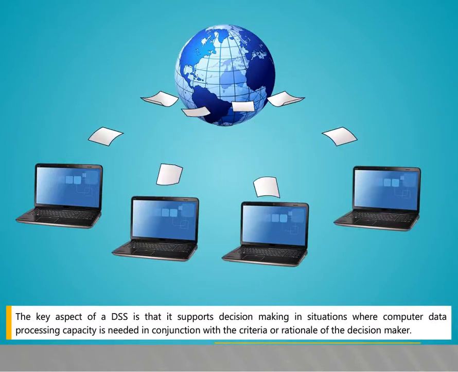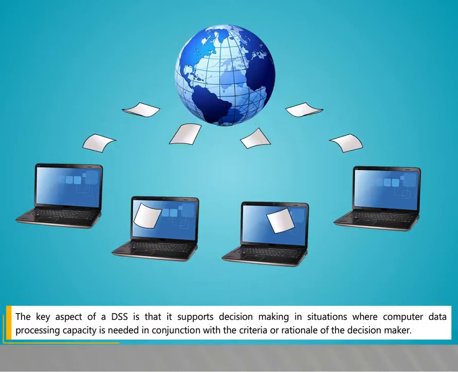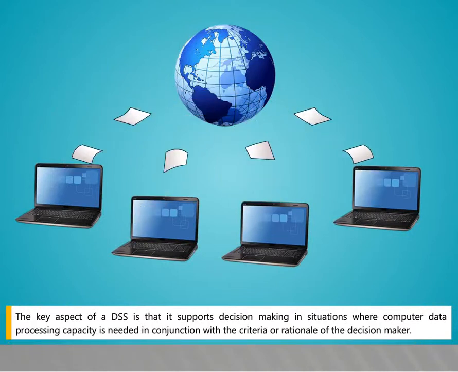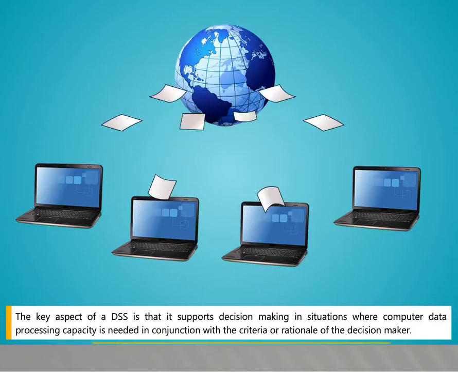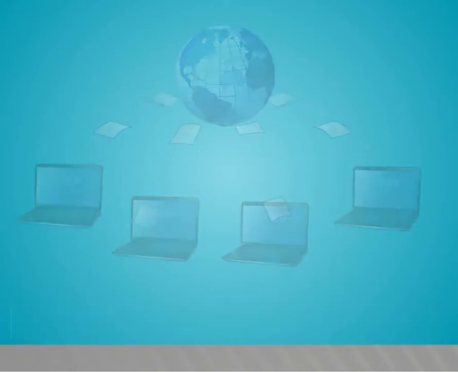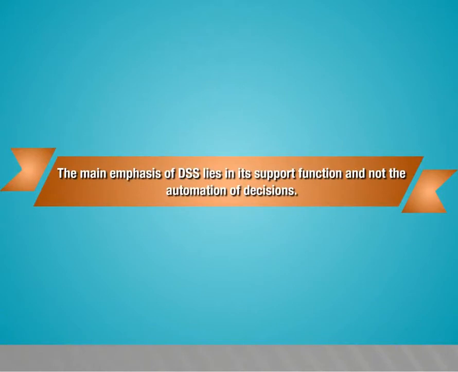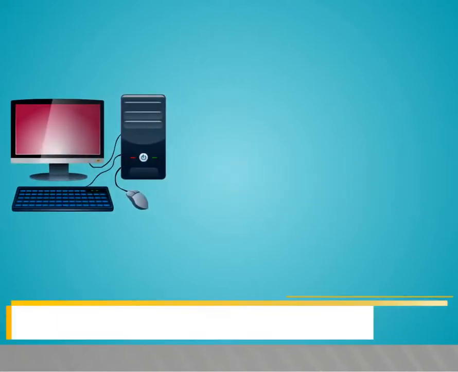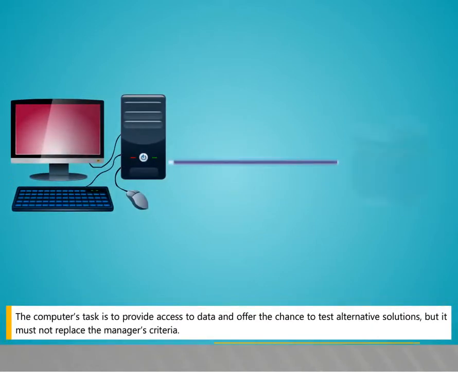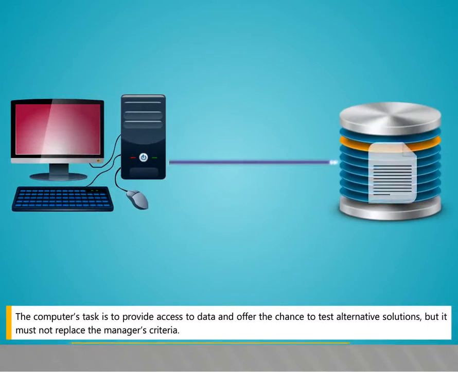The key aspect of a DSS is that it supports decision making in situations where computer data processing capacity is needed in conjunction with the criteria or rationale of the decision maker. The main emphasis of DSS lies in its support function and not the automation of decisions. The computer's task is to provide access to data and offer the chance to test the alternative solutions, but it must not replace the manager's criteria.